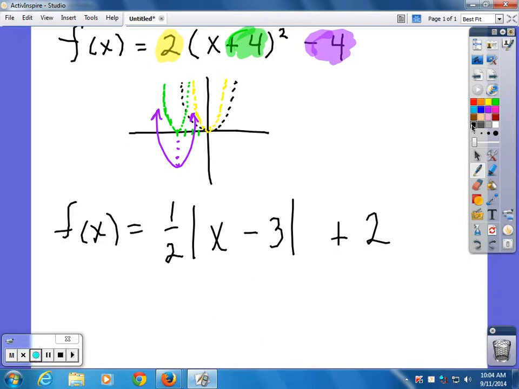Here's my parent graph of absolute value. What does it look like? There's my parent graph. This is the one that's normal. A is equal to 1. Okay, so we take our highlighted yellow. What does this 1/2 tell us? There you go. Now you're catching on. So I'm going to draw it a little bit wider.